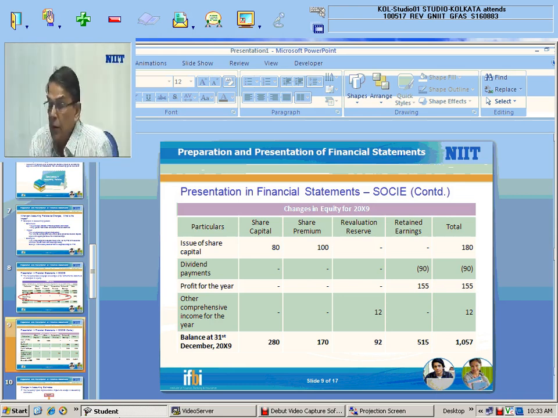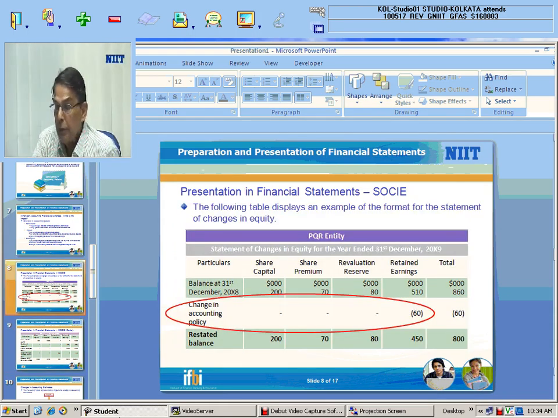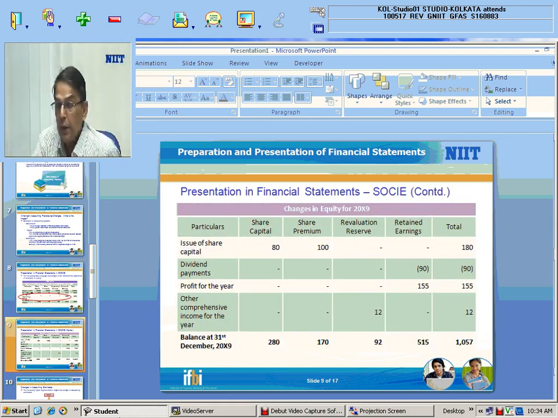So balance as at 31st December 2009 is, for the share capital, 200 plus 80, 280. For the share premium, 70 plus 100, 170. For the revaluation reserve, 80 plus 12, 92. And for the retained earnings, the restated balance was how much? 450. So 450 plus 155 minus 90, so 515. And for the total equity, 800 plus 180 minus 90 plus 155 plus 12, which comes to 1057, which is also a total of the columns, various components of equity. So 1057 is the total equity at the end of 2009, that is on 31st December 2009.